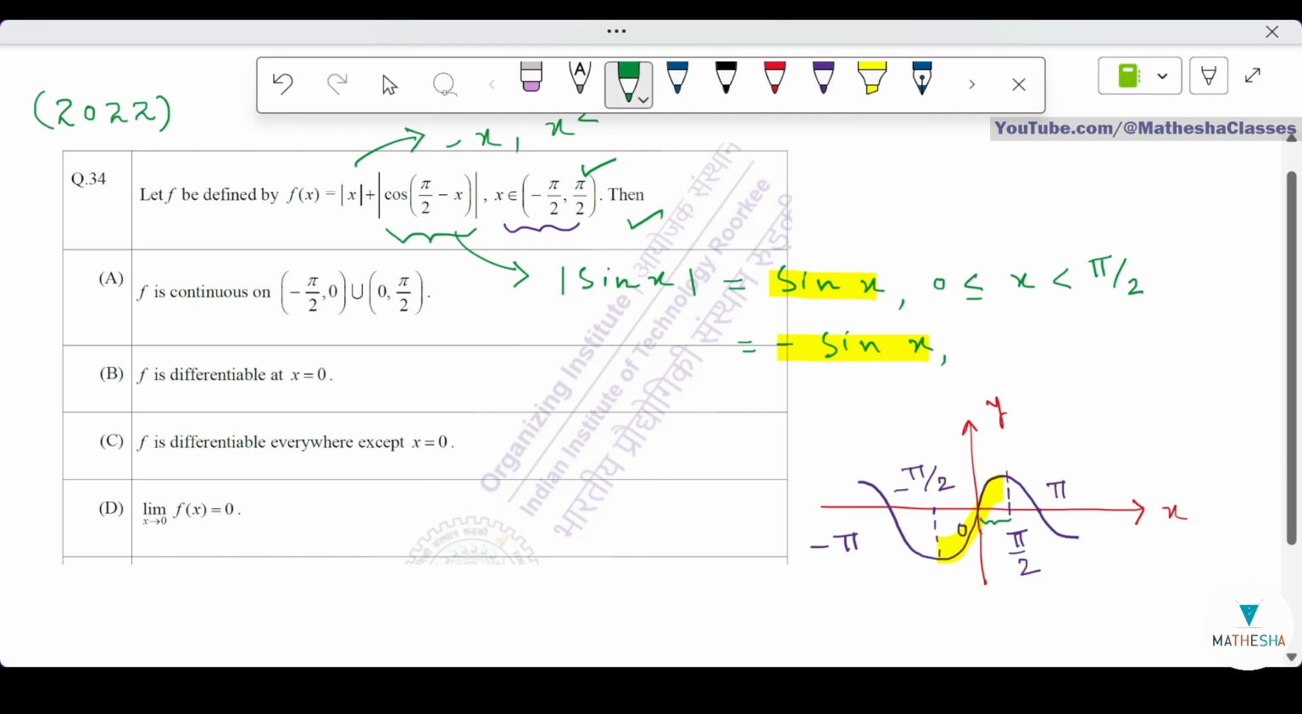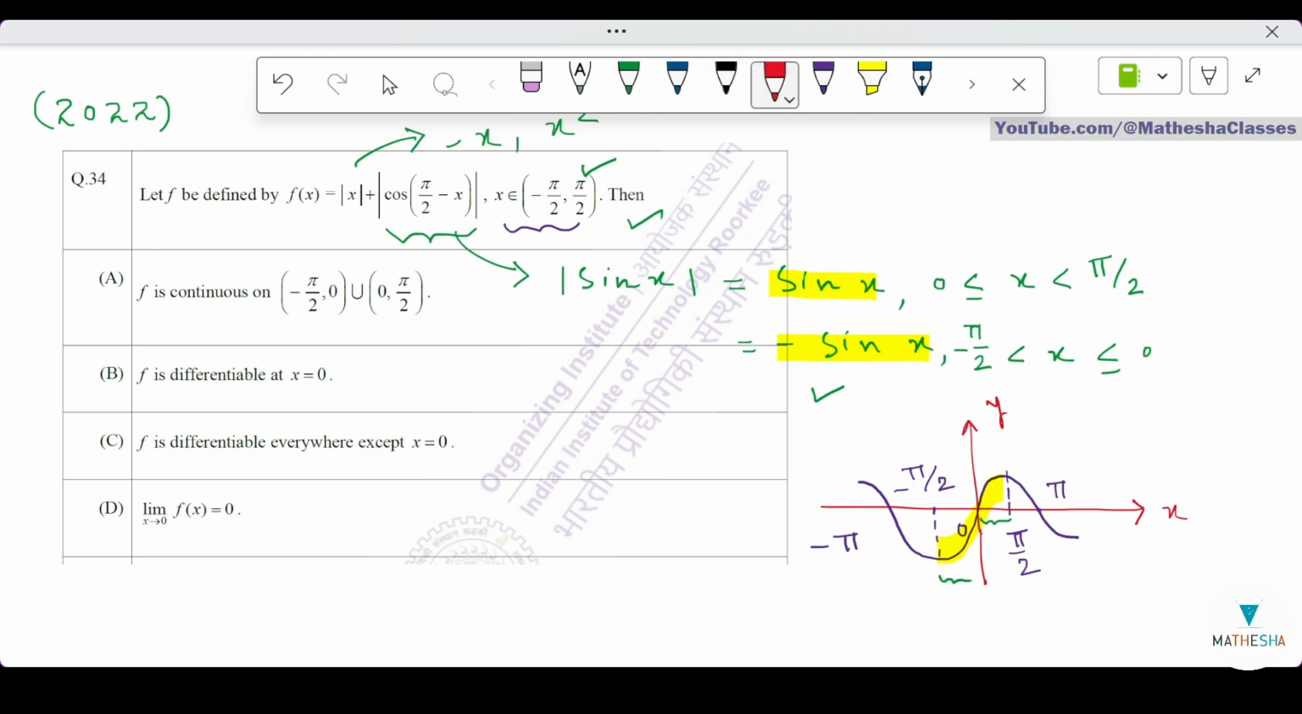Similarly, when you are considering x here in this part, x is less than or equal to 0 but greater than minus pi by 2, and there sin x will have a non-positive value. So mod of sin x will be equal to minus sin x. Okay, so now let us combine everything.